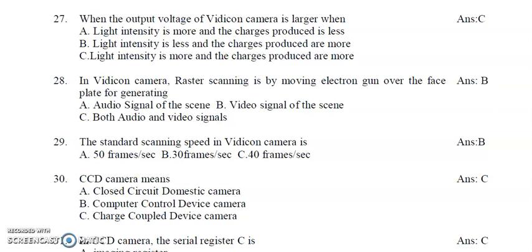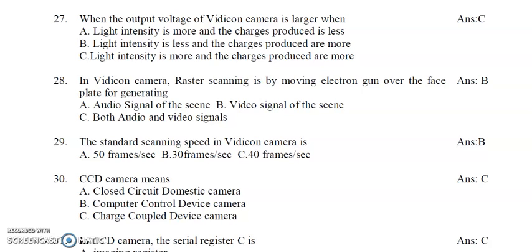Question 27. The output voltage of Vidicon camera is larger when A, light intensity is more and the charges produced are less, B, light intensity is less and the charges produced are more, C, light intensity is more and the charges produced are more. Just now I told you, when a bright light falls on the photosensitive film, it produces more charges. So that is the right answer. C is the right answer.